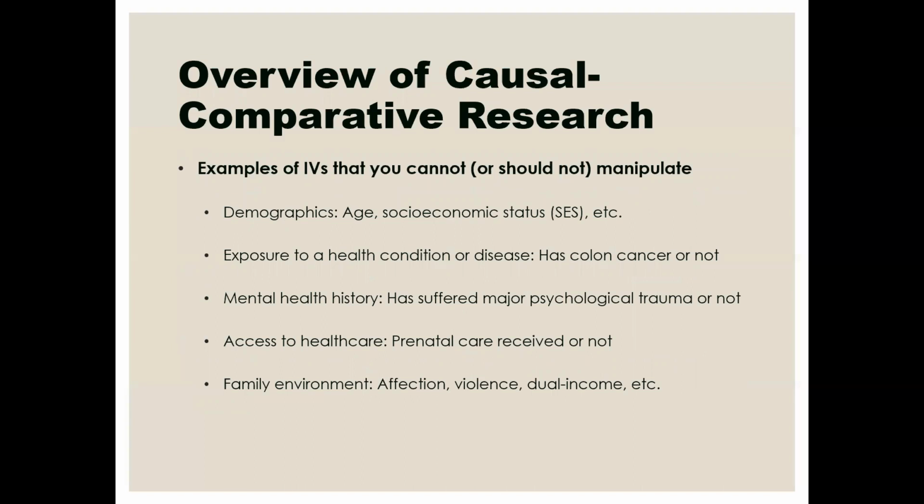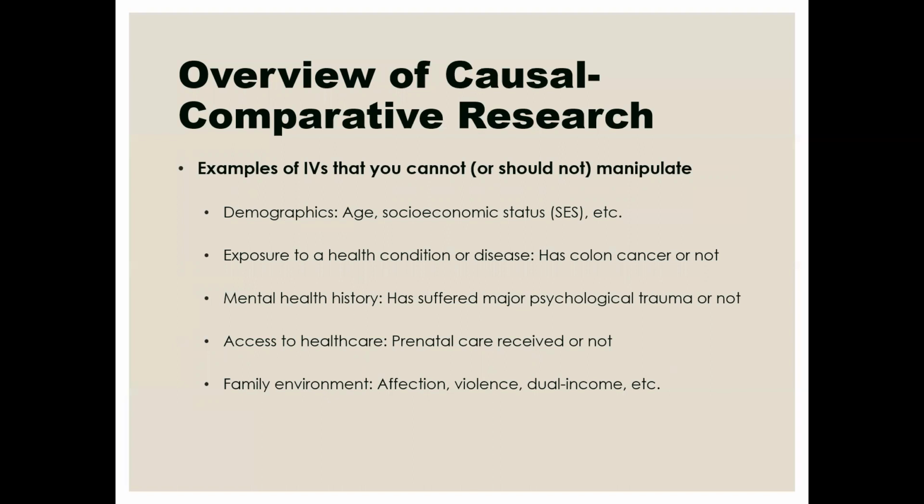And there are things that you cannot manipulate or change, ethically. You can of course change age or socioeconomic status, right? You can't assign people to a group of elite or poor, right? This is unethical. You can't expose people necessarily to a health condition, right? So that's something that you can't do. That's unethical as well. You're not going to manipulate a psychological trauma. You can see if there was an exposure to it, but you can't manipulate that event.